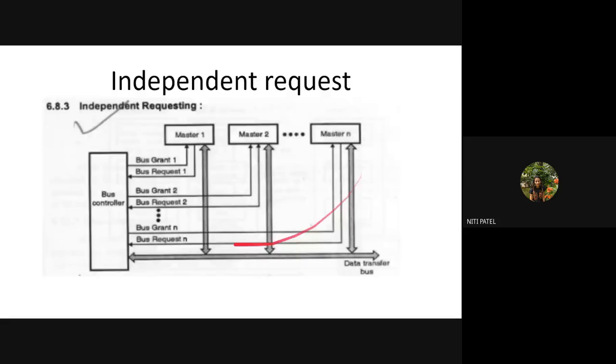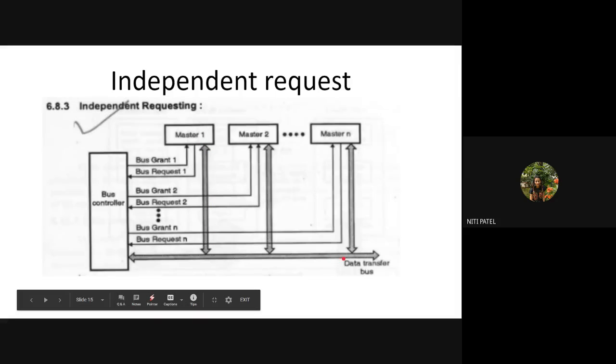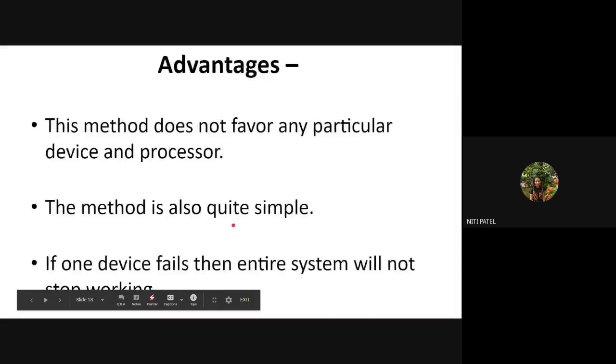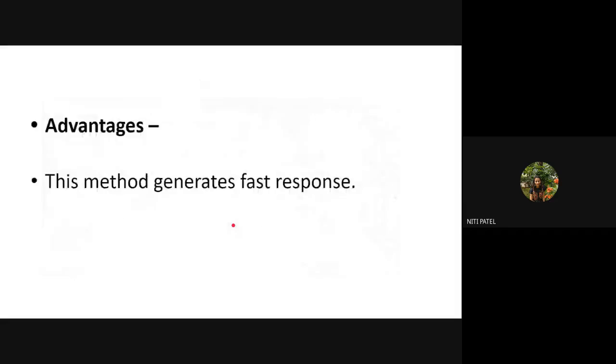I do not have to check whether any of the devices is waiting or not. I do not have to check whether the address is generated or not. I do not have to check whether the address is matching or not. As soon as I request, immediately in the next minute, I'm getting the bus and I'm doing the data transfer. So since the response is faster, therefore the execution or the data transfer is much faster as compared to your polling technique and your daisy chaining technique.